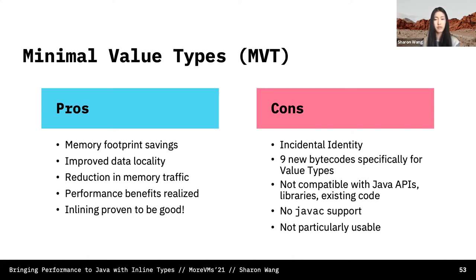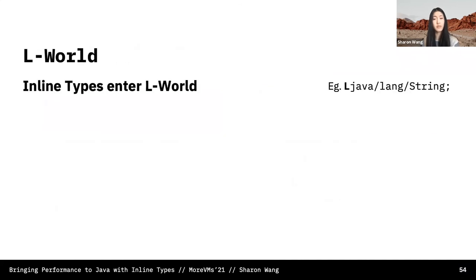So with both the pros and cons in mind, value types continued on and were renamed as inline types and entered the L world. The major change in this evolution was the merging of the inline type and traditional object hierarchies. So what does that mean?